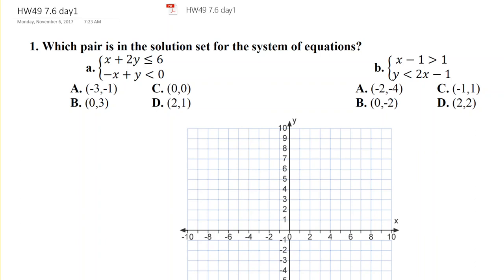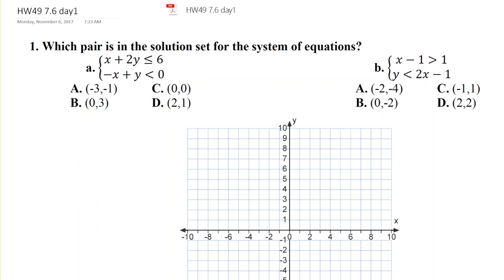This is homework 49, solving systems of linear inequalities. Our first problem: which pair is the solution set for the system of equations? They give us two equations. So x plus 2y is less than or equal to 6.